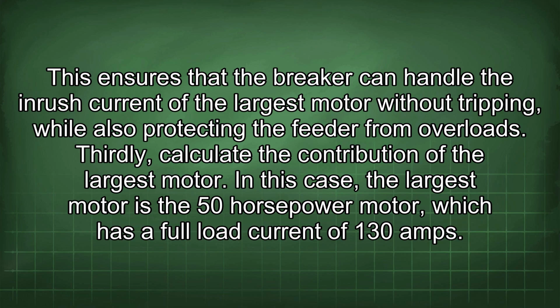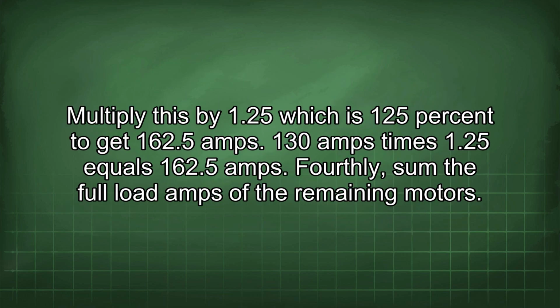Thirdly, calculate the contribution of the largest motor. In this case, the largest motor is the 50 horsepower motor, which has a full load current of 130 amps. Multiply this by 1.25, which is 125%, to get 162.5 amps. 130 amps times 1.25 equals 162.5 amps.